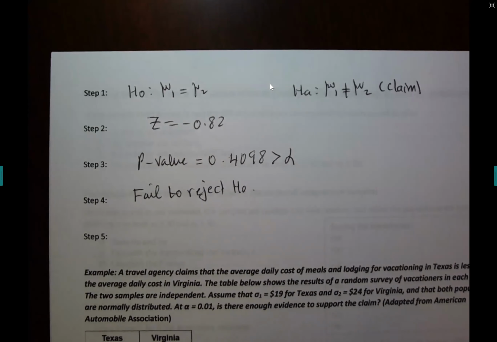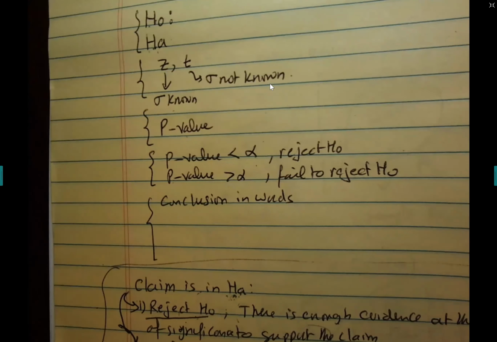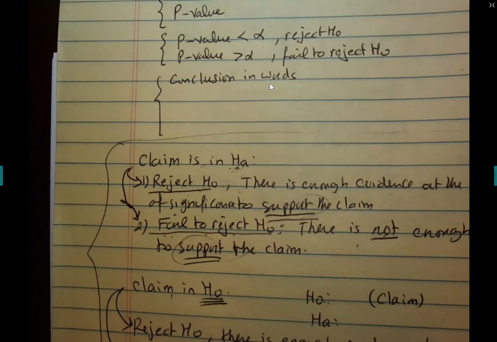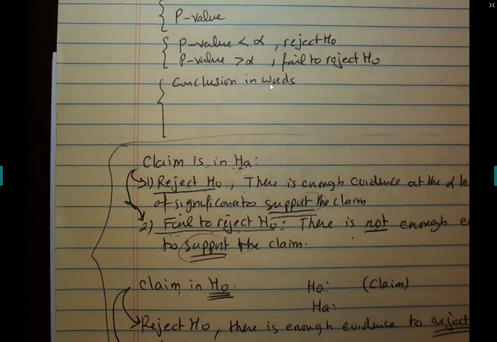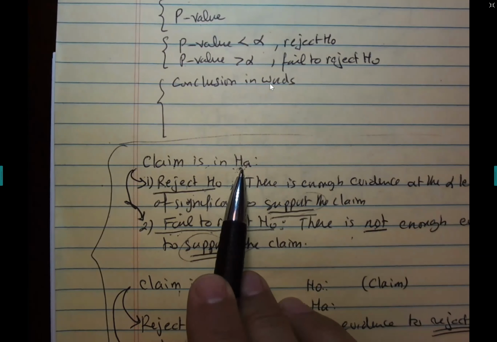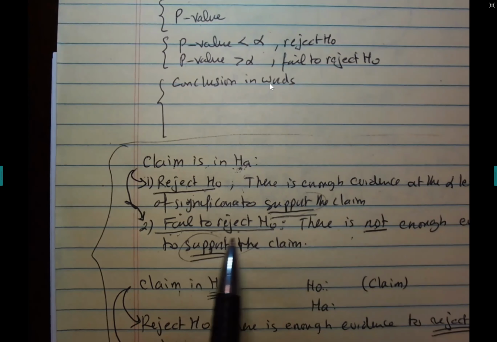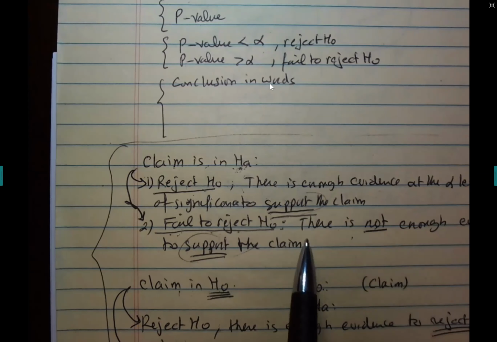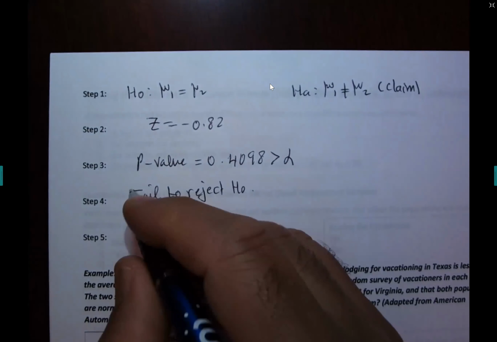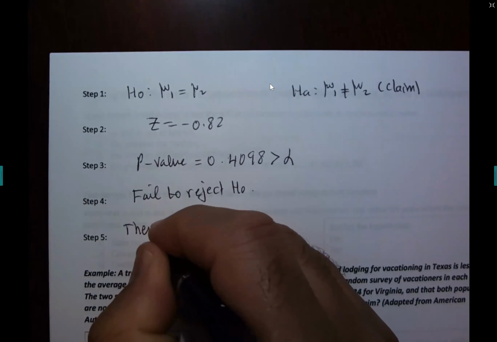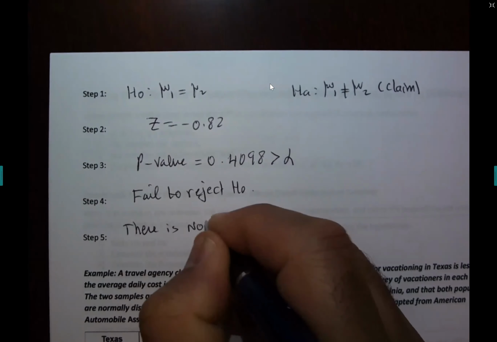And if you fail to reject the null hypothesis, let me go to my yellow sheet from yesterday, just to show you nothing has changed. It's exactly the same output as in chapter 7. Our claim is in HA, and we fail to reject the null hypothesis. We say there is not enough evidence to support the claim. It's right here. So the conclusion doesn't change, guys, between chapter 7 and 8. It's exactly the same thing.